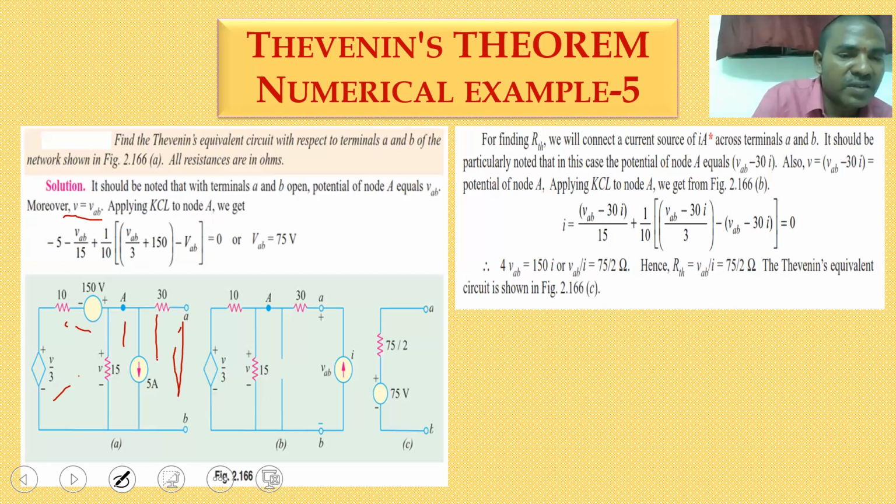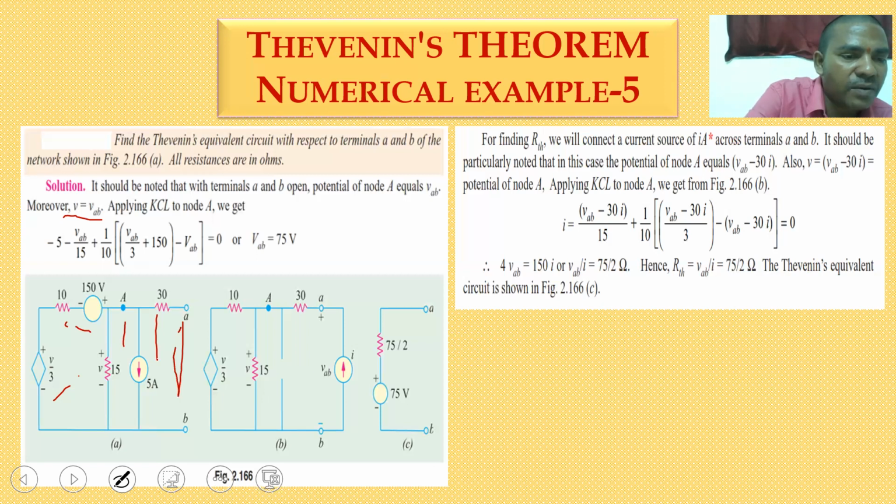So the 30 ohm is open circuited, so no current will flow through it. Finally, three currents are there. The algebraic sum of the three currents must be equal to 0 according to Kirchhoff's current law. So the first current you write as minus 5, because 5 amperes is leaving.